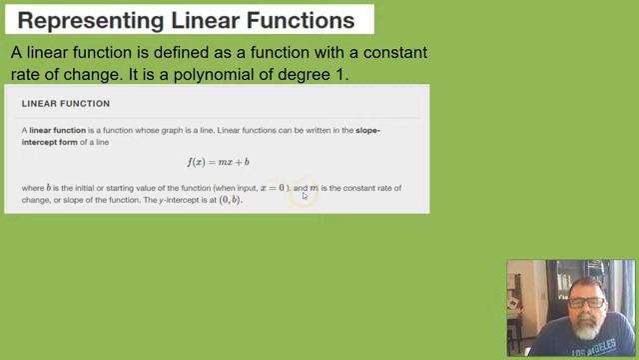m is the constant rate of change, or the slope of the function. So m is that constant rate of change, and we call that the slope. Change of y over change of x.